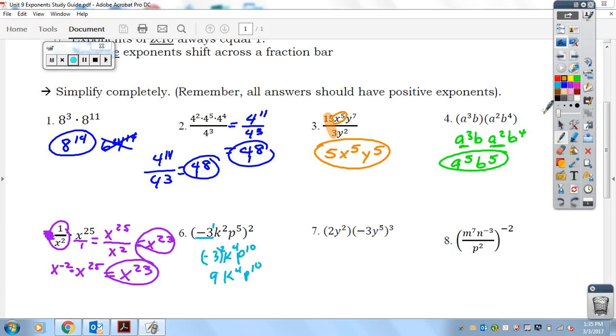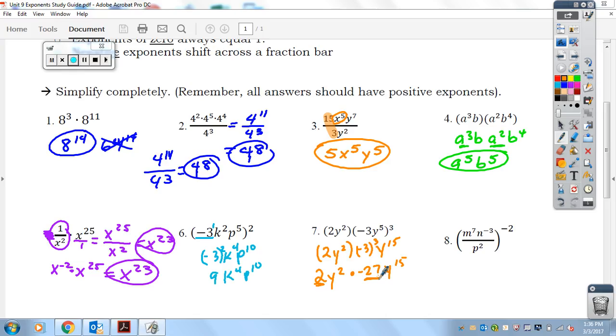Let's do number 7. Nothing to do inside these parentheses, it's 2y squared. But inside here, there's nothing to do, there's the power to a power. So 5 to the 3rd is y to the 15th. But don't forget, once again, we got to do negative 3 to the 3rd power in parentheses once again. So we can drop these parentheses, 2y squared, negative 3 to the 3rd power is negative times negative times negative, which is negative 27y to the 15th.